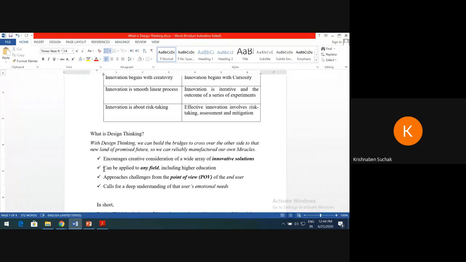It approaches challenges from the point of view of the end user. The end user's point of view is different, and when you are trying to bring something new, it will challenge the point of view of the end user. After getting something new, they will see the whole process, the whole perspective in some better way. First, it calls for a deep understanding of that user's emotional needs.